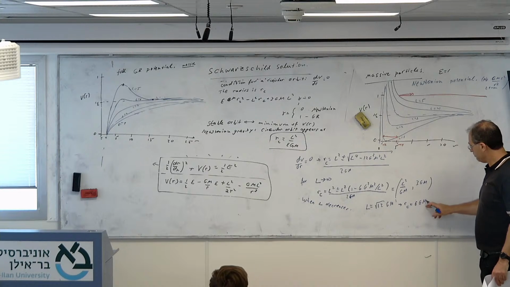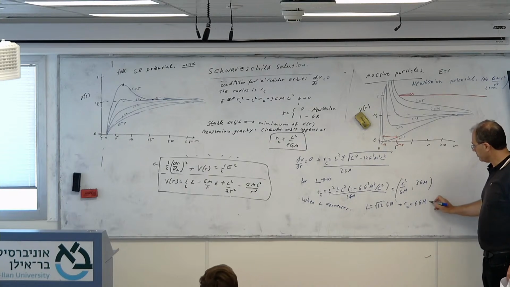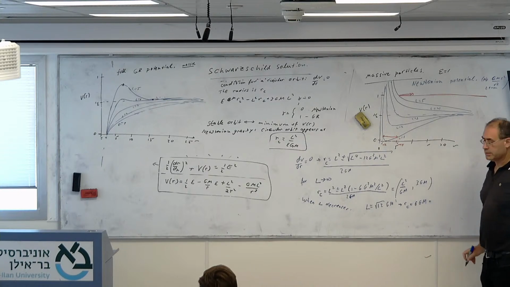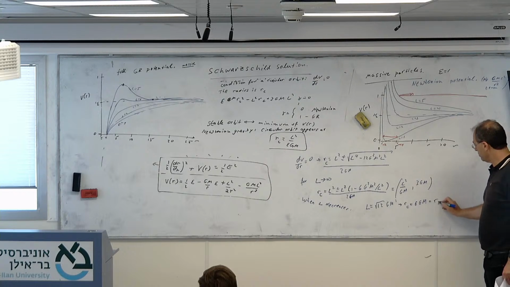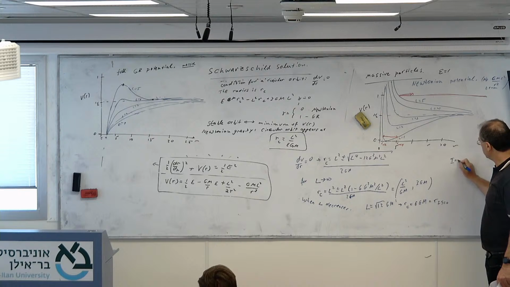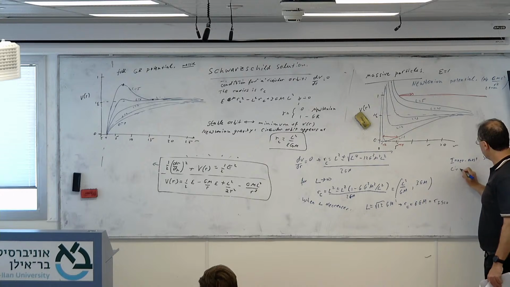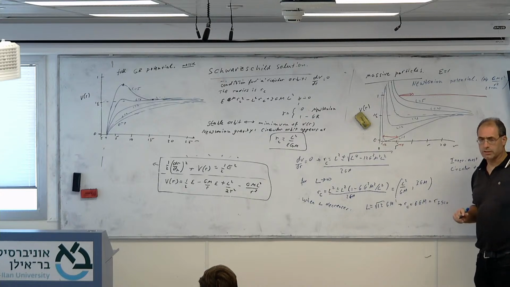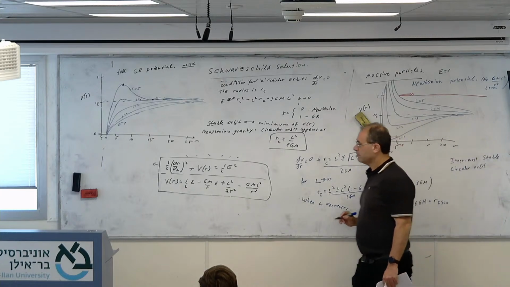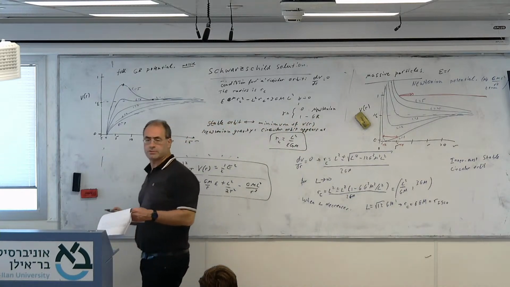Now this is an important radius. Why? It's called the ISCO. ISCO stands for innermost stable circular orbit. Why do I say this is interesting? What do we see in nature? What happens in reality?